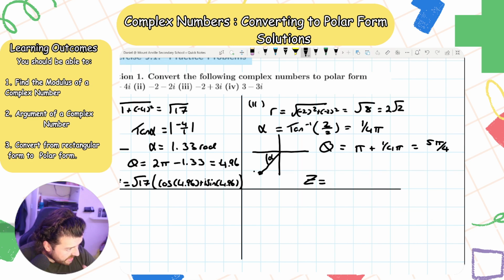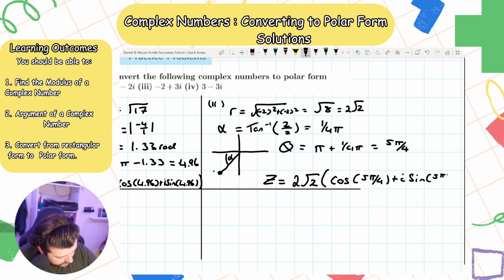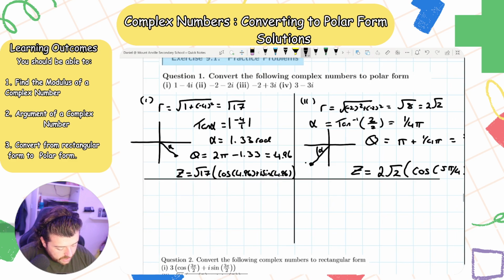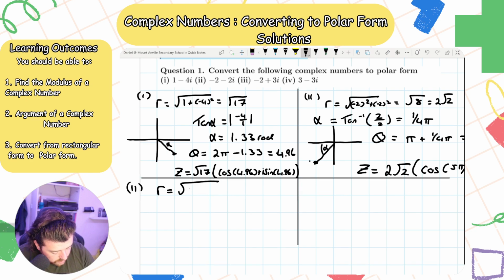In polar form, this is equal to 2 root 2 cosine 5 pi over 4 plus I sine 5 pi over 4. So this one here, minus 2 plus 3i. My modulus is equal to minus 2 squared plus 3 squared, which is going to be equal to 4 plus 9, root 13.